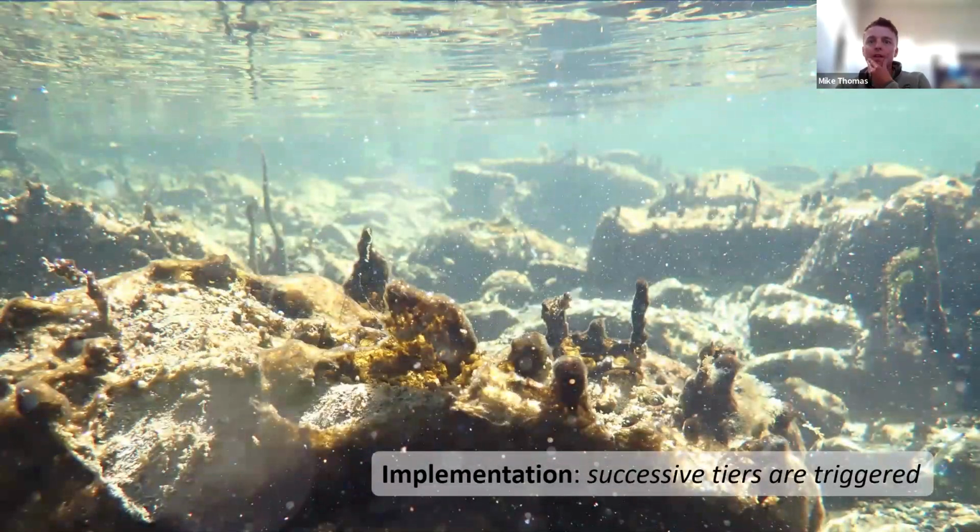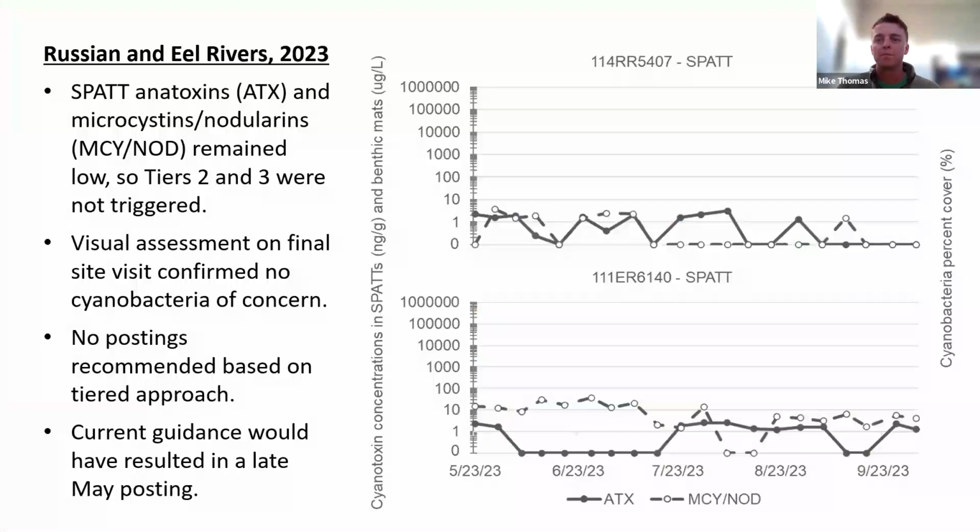Okay, so moving into implementation, remember, this is when successive tiers are triggered, so we're not collecting them concurrently. We had 2 test sites in 2023 for implementing the tiered approach, one in the Russian River and one in the main stem Eel River. Note that for these graphs, we only have SPAT data, but for both anatoxins and microcystins nodularans.